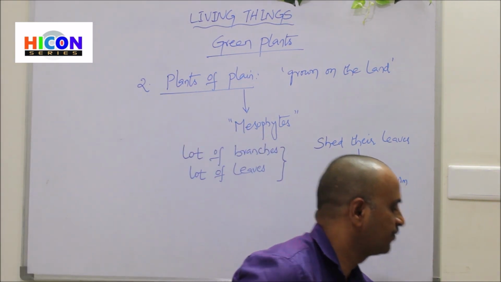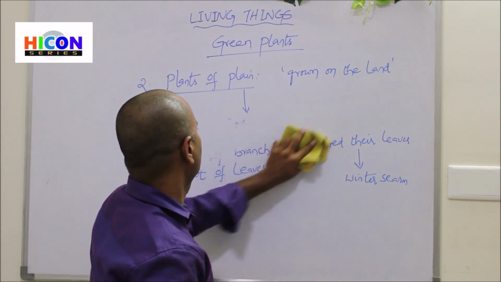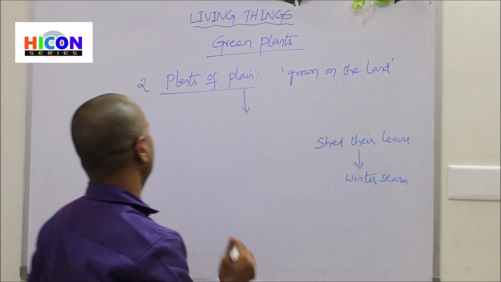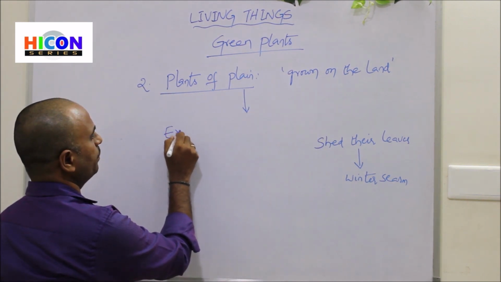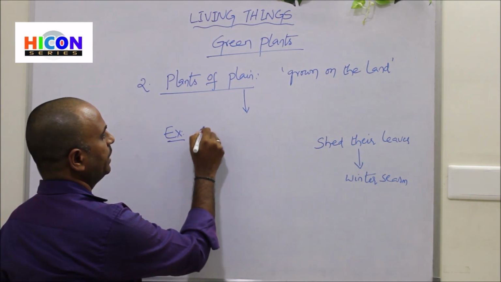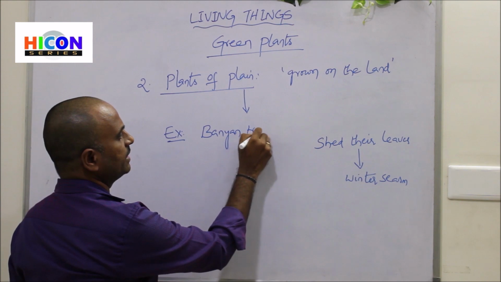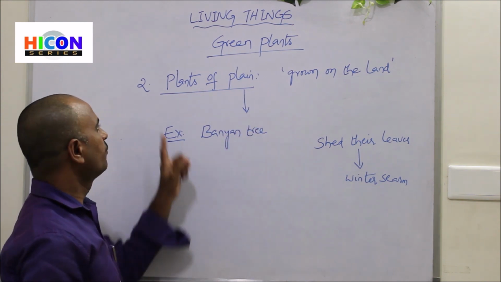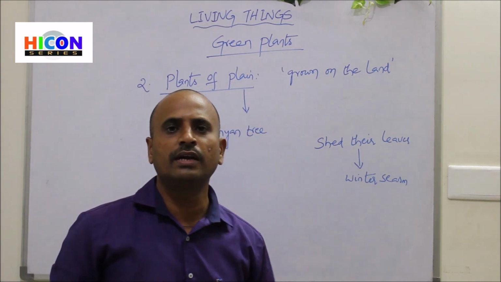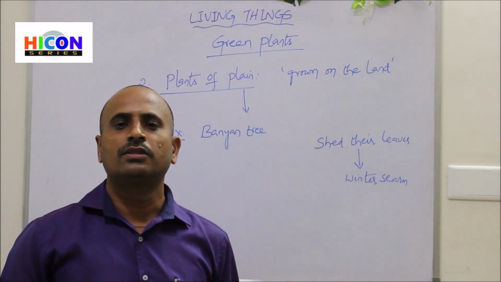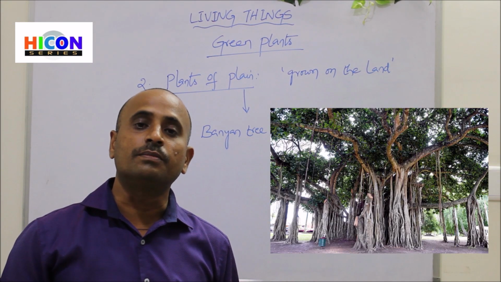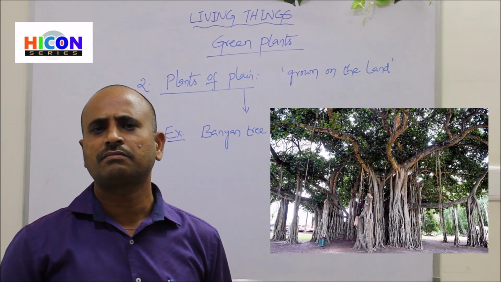So the examples for the plants of plain. The first example is the banyan tree. This is one example for plants of plain. So look at the picture. In the picture, you are observing a banyan tree.